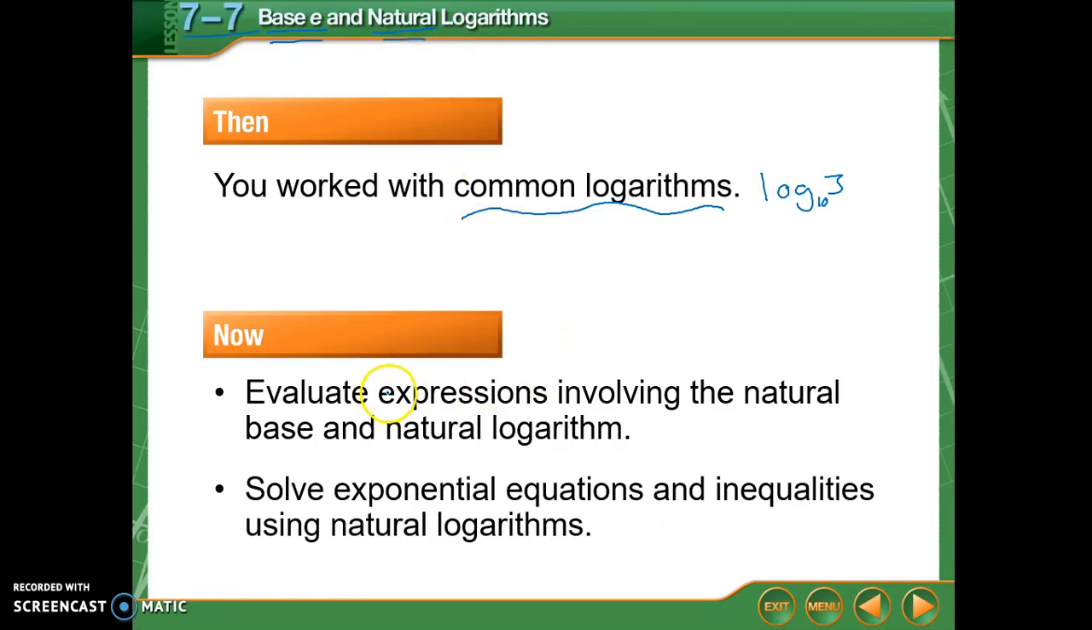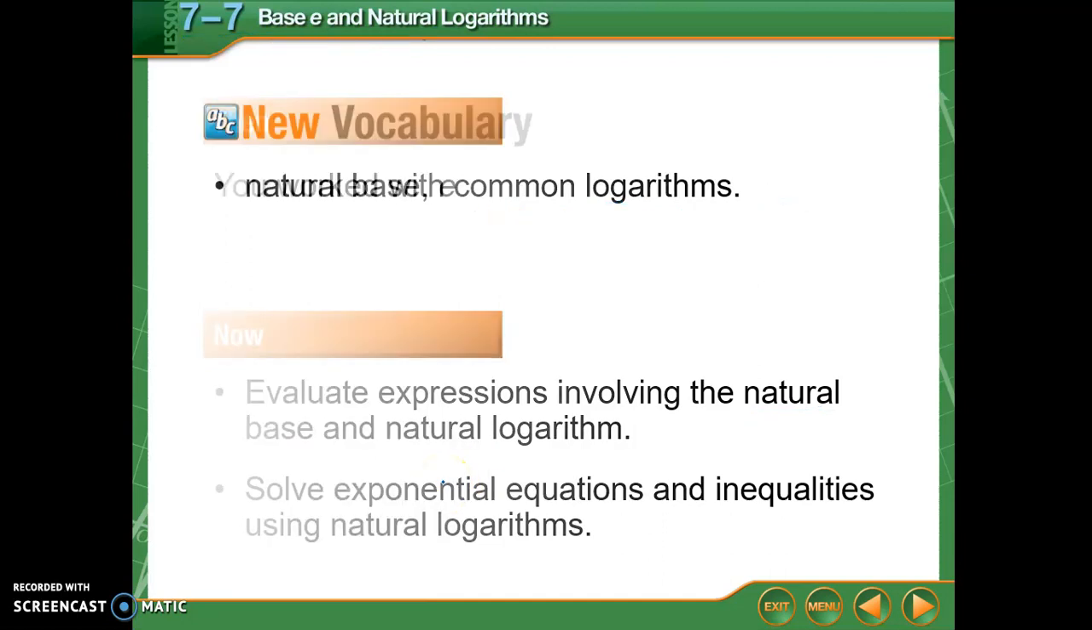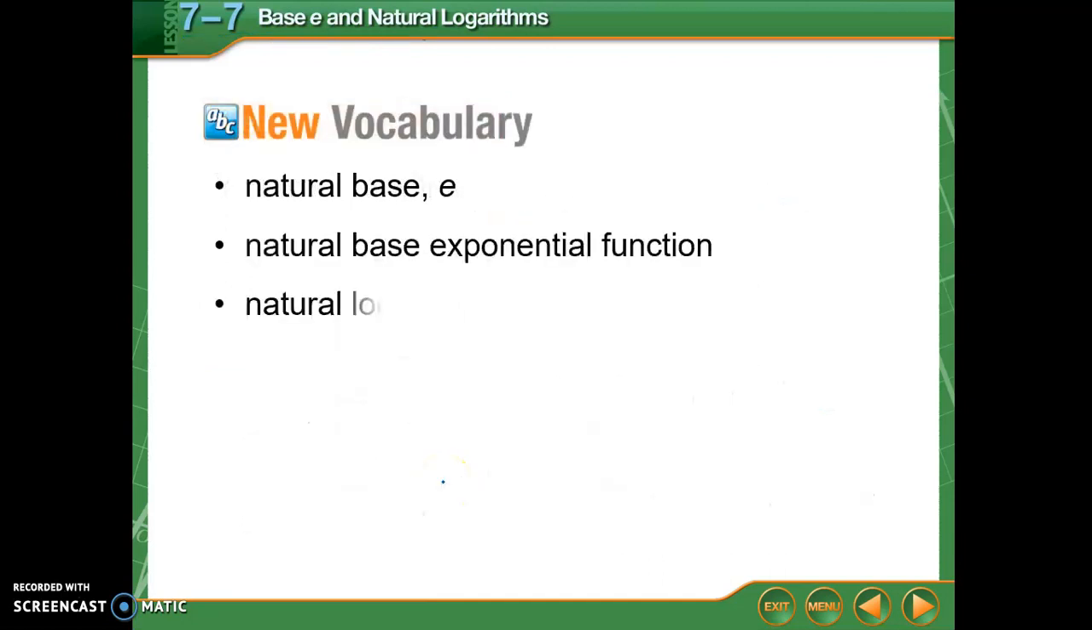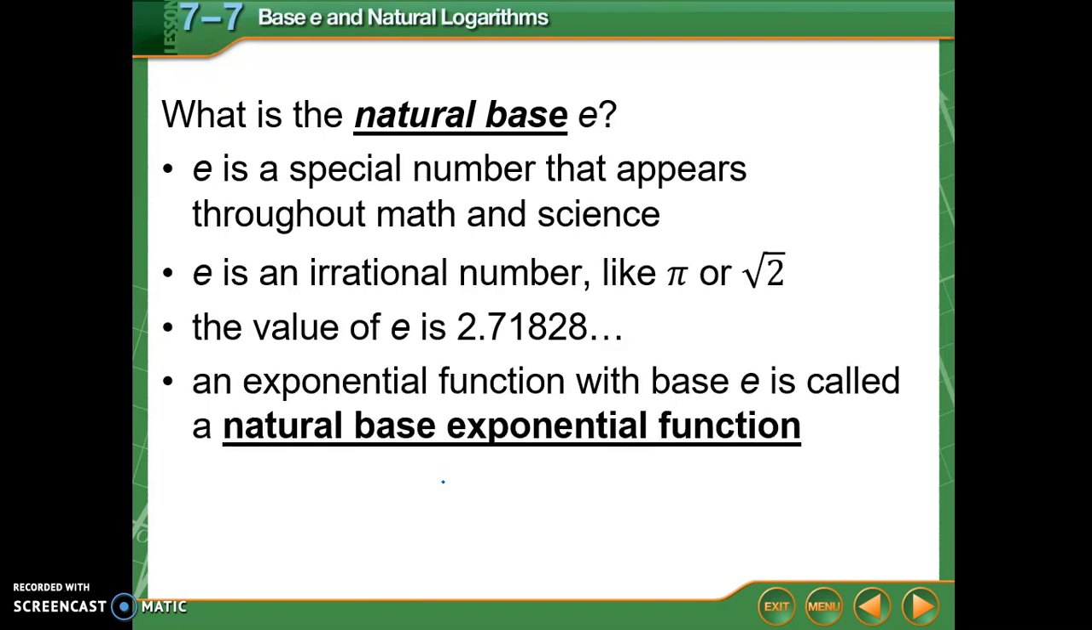But to talk about what a natural logarithm is, we have to talk about the natural base, which is a number that we call e, and then we're going to review or use our same properties of logarithms and solving to solve exponential equations and inequalities that involve the natural log. So the vocabulary you need to be on the lookout for is natural base e, a natural base exponential function, and then a natural logarithm. So the question that we need to answer is, what is the natural base e?